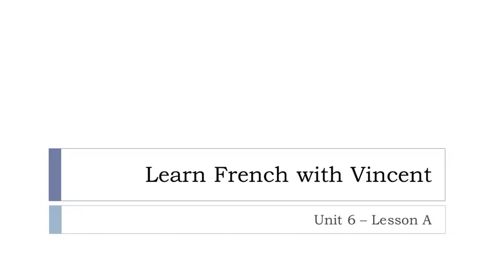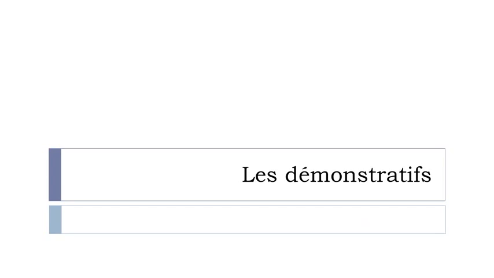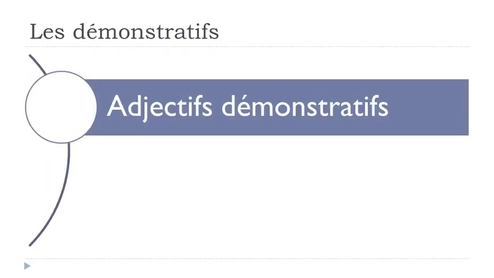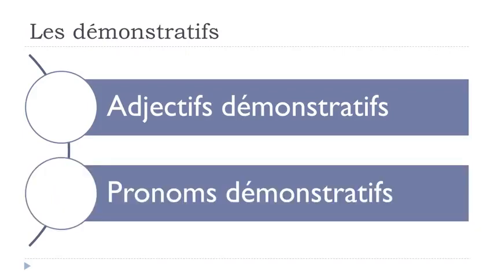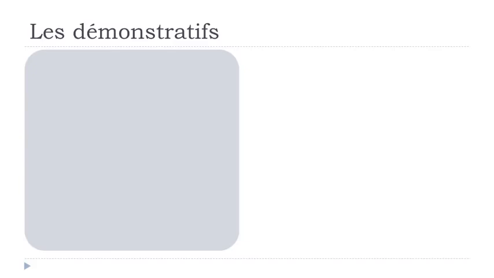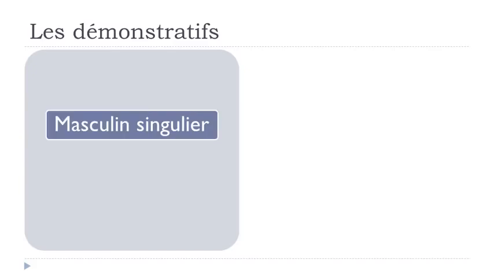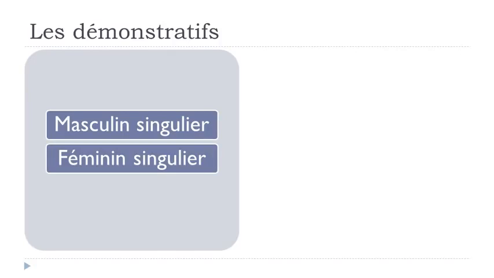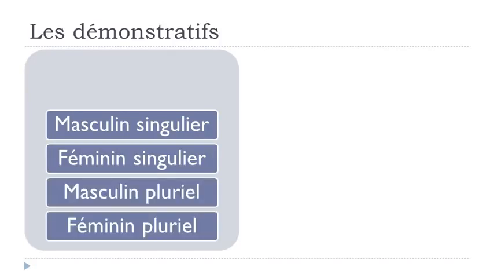And in this lesson we'll discover together les démonstratifs. We'll see two types of démonstratifs. The first one will be adjectif démonstratif, and then the second one will be pronom démonstratif. Alright, so let's start. For the adjectif démonstratif, we'll see the masculine singular form, feminine singular form, masculine plural form, and then feminine plural form. Masculin singulier, féminin singulier, masculin pluriel, and then féminin pluriel. So let's see how they are.